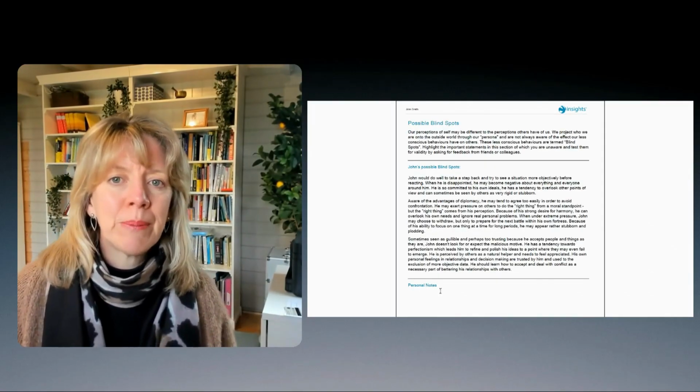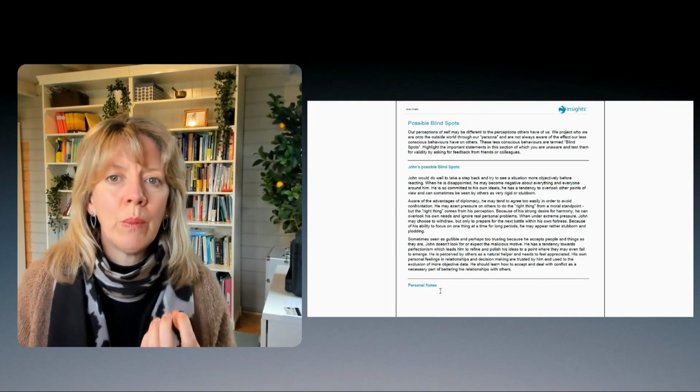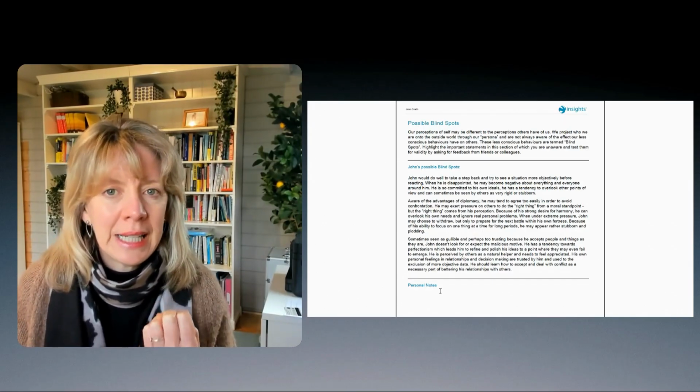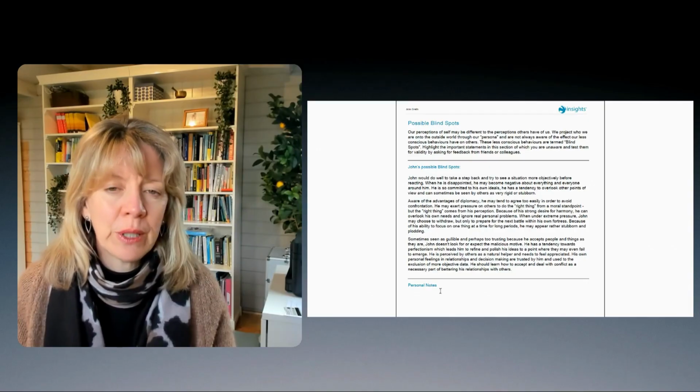From there, blind spots is about how we tend to show up when we are under heavy stress. We often don't recognize this, and again, it's a useful page to sense check with folks both at work and at home.